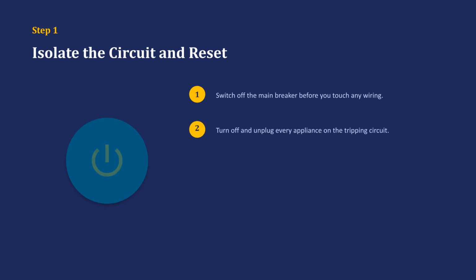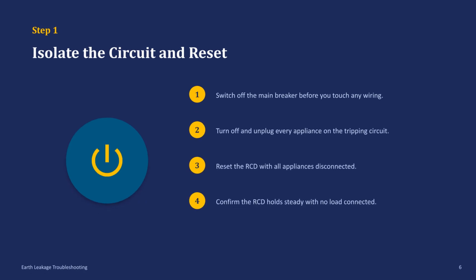Start by isolating the circuit. Switch off the main breaker before touching any wiring. Unplug every appliance on the circuit, reset the RCD, and confirm it holds. If it holds, the wiring is likely fine, and the fault lies within one of your appliances.